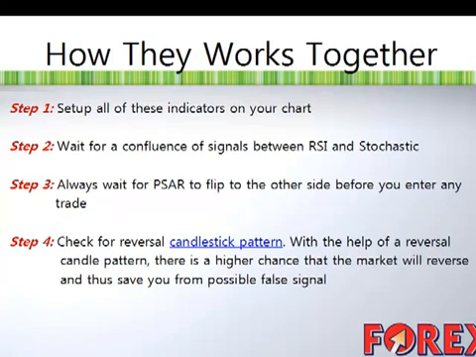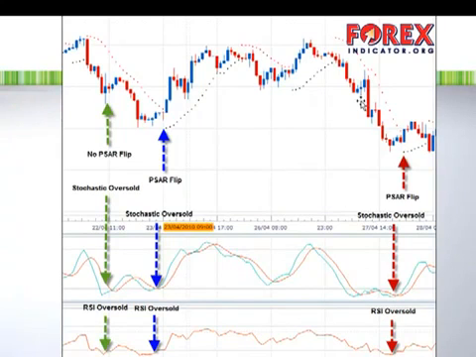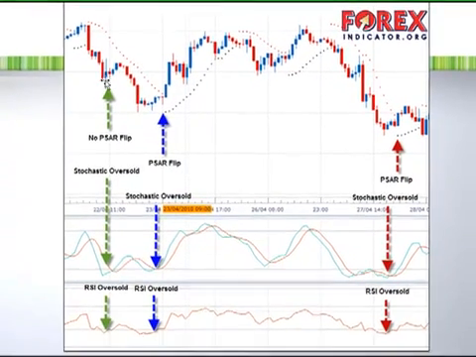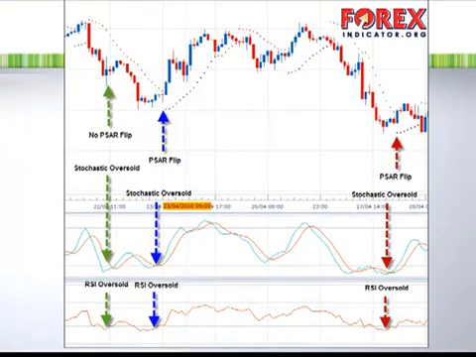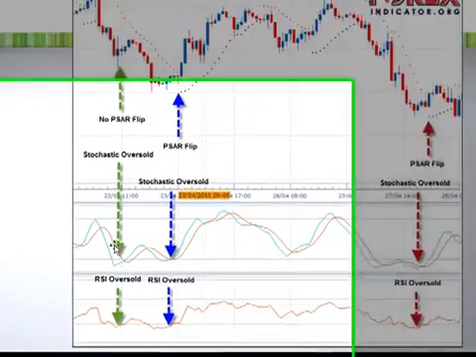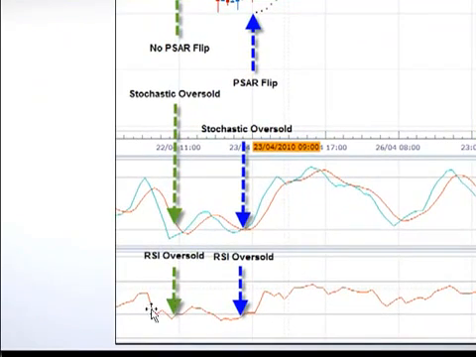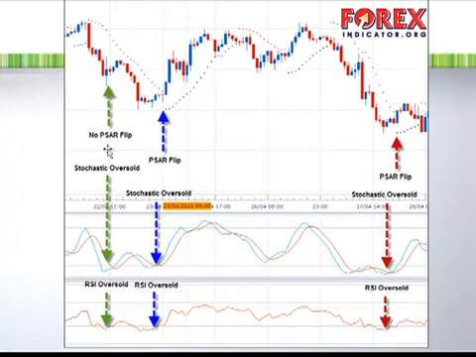Okay, so let me go through one example to show you how it works. Let's take a look at this picture here. What we see here is that the stochastic shows a sign of oversold, as well as the RSI is also showing a sign of oversold. This is a good sign, but you do not go long. You have to wait for the PSAR to flip. You can see there is no flip. It did not flip and continued to move down. If you were to enter here, based on these two signals, you would have been stopped out.